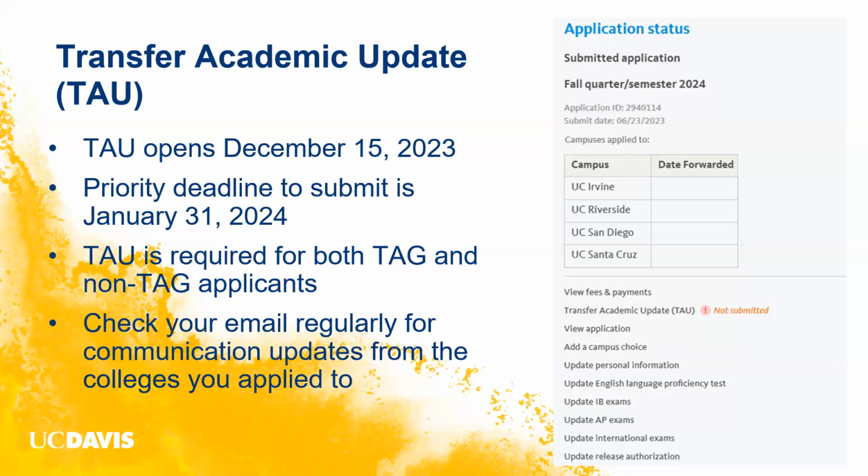The TAU is required for both TAG and non-TAG applicants. And failure to submit the TAU will result in a voided TAG, and the UC application will be subject to cancellation. So it's really important that you take this step to fill this out. Aside from the TAU, you can make only a few changes to your application once it's submitted. You can update your contact information and your exam scores. And you can also apply to any additional campuses if they're still open. To make any of these changes, go to application status.